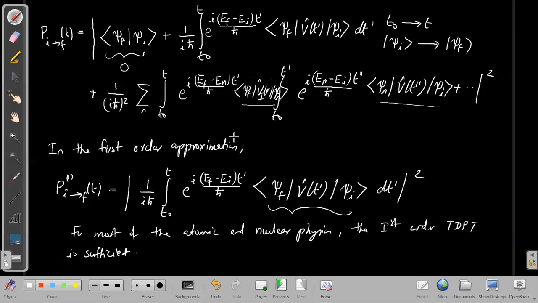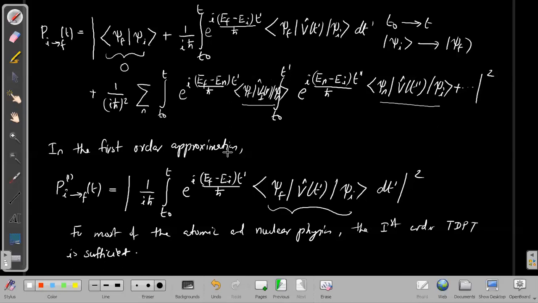So today's discussion will stop here. In the next class, we'll exactly calculate this transition probability for some examples. First we'll start with a constant perturbation. Strictly speaking, the constant perturbation may not come under time dependent perturbation theory, because constant perturbation is basically a time independent case. But anyhow, we'll see what would happen if you have a constant perturbation for a small amount of time.